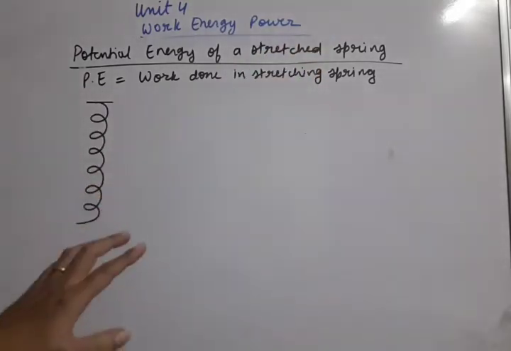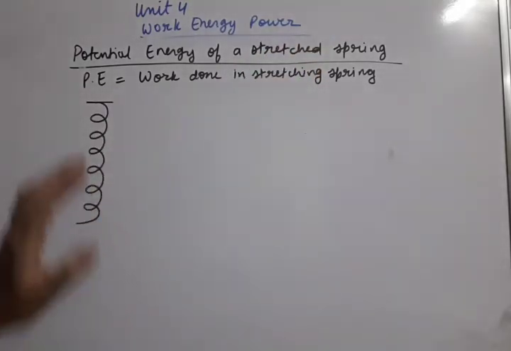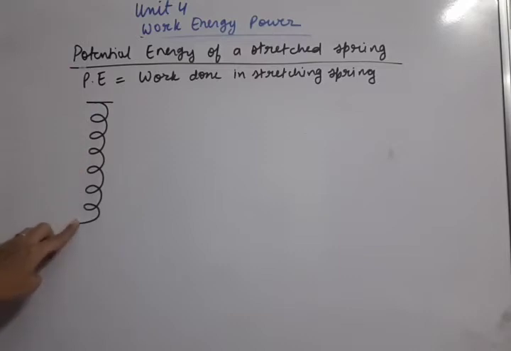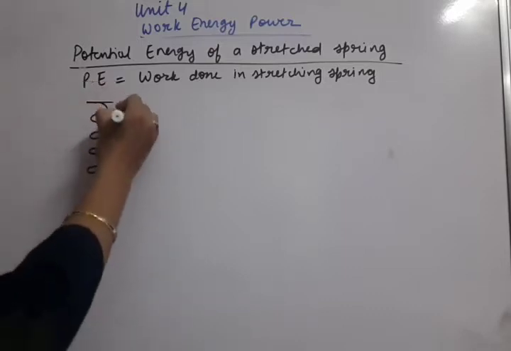Here also the configuration changes are taking place, so this derivation is in our syllabus. Let us start. We are given a spring. Initially this spring is unstretched, so suppose its original length is L.